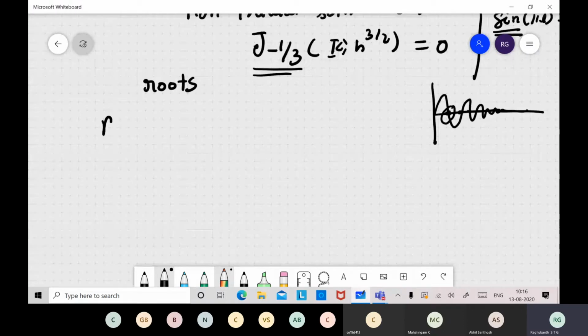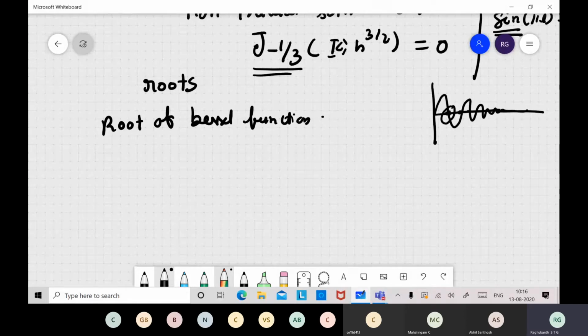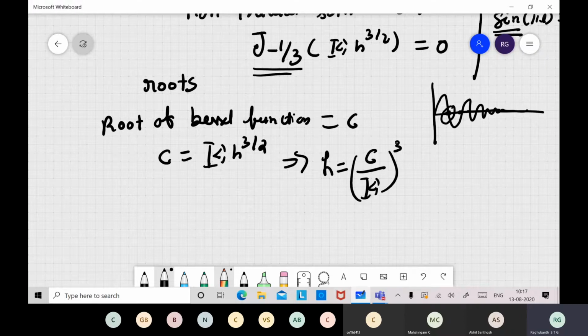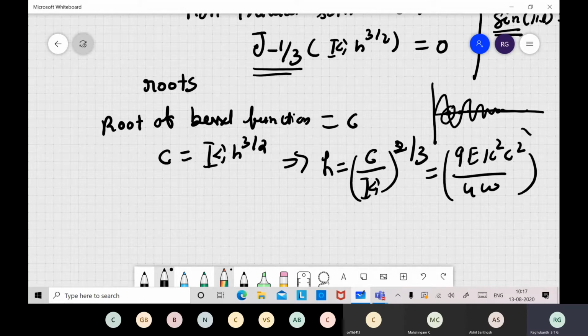So if you denote this root of the Bessel function as some constant c, then c is kappa h to the power of 3 by 2. Which implies h, the height for self-buckling, is c by kappa to the power of 2 by 3. If you substitute kappa, you will get 9e k square c square by 4w to the power of 1 by 3. This is how you find the height here.